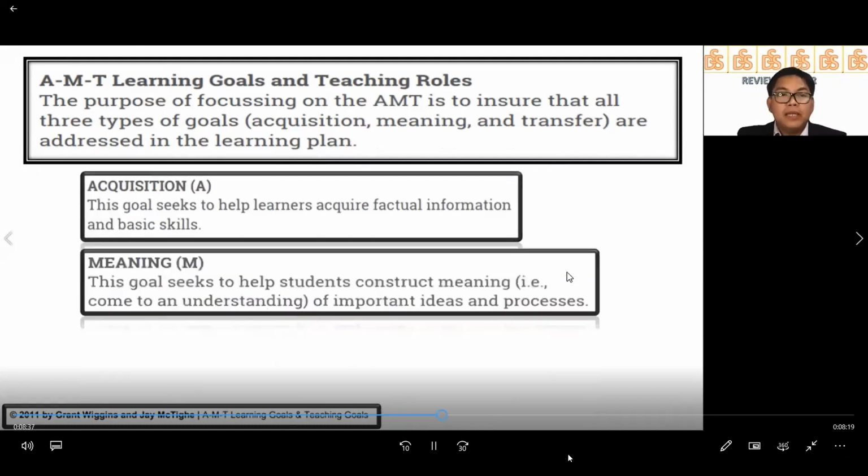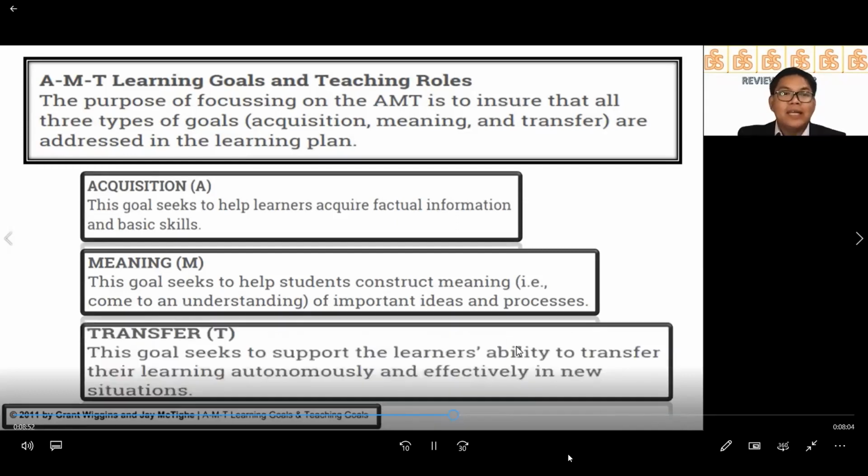Okay, while M, or meaning making, this goal seeks to help students construct meaning, come to an understanding of important ideas and processes. Okay, and finally, transfer seeks to support the learner's ability to transfer their learning autonomously and effectively in new situations. Okay, so these are the AMT learning principles, no, or learning goals.